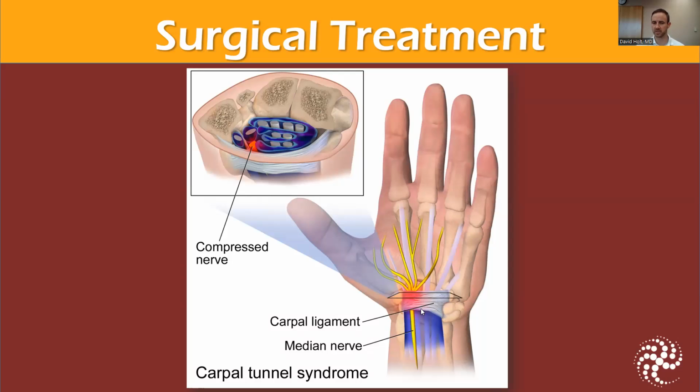I tell people, think of it as a tight rubber band. If we cut a rubber band in half that's under tension, it's going to spring open and that tension is going to go away. And so whether it's an open carpal tunnel release or an endoscopic carpal tunnel release, the ultimate goal of carpal tunnel surgery is to release this ligament, protect the nerve, but release the ligament and take pressure off the nerve to get symptom improvement.